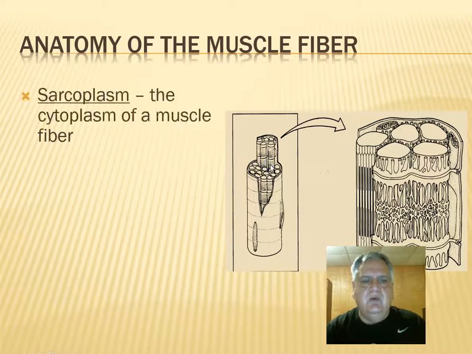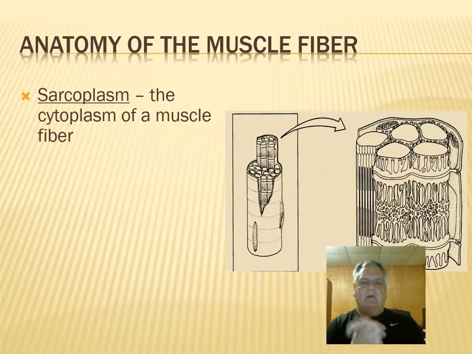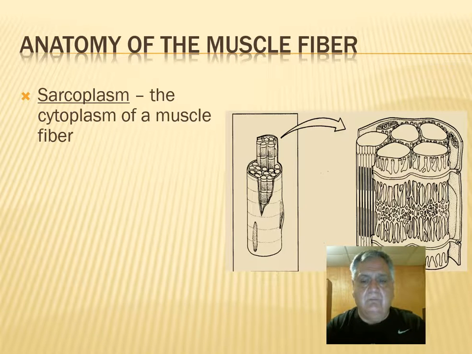Okay, continuing our look at the anatomy of a muscle fiber, let's move from the outside of the muscle fiber, sort of the gross anatomy, and start to take a look at the inside of the muscle fiber, the microanatomy of the muscle fiber. So muscle fibers are cells, and just like any kind of cell, cells are made up of 3 components, right?